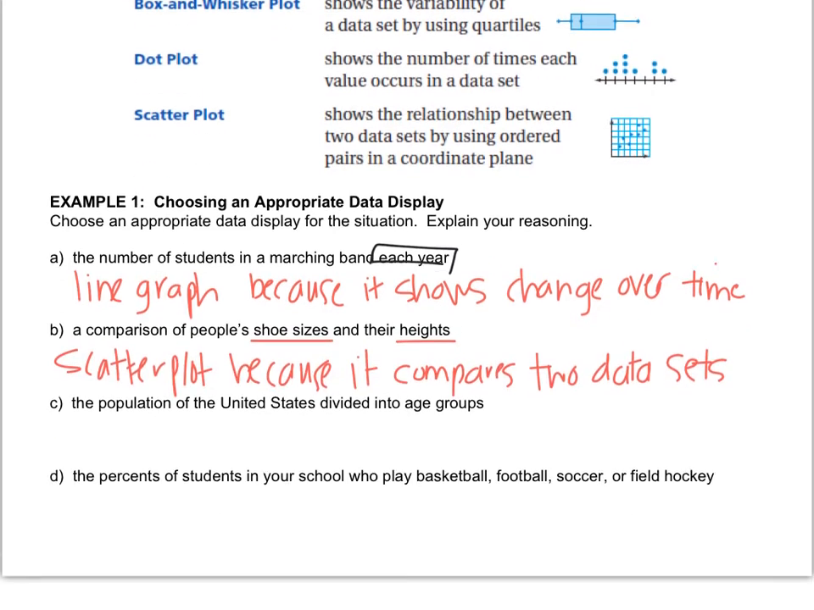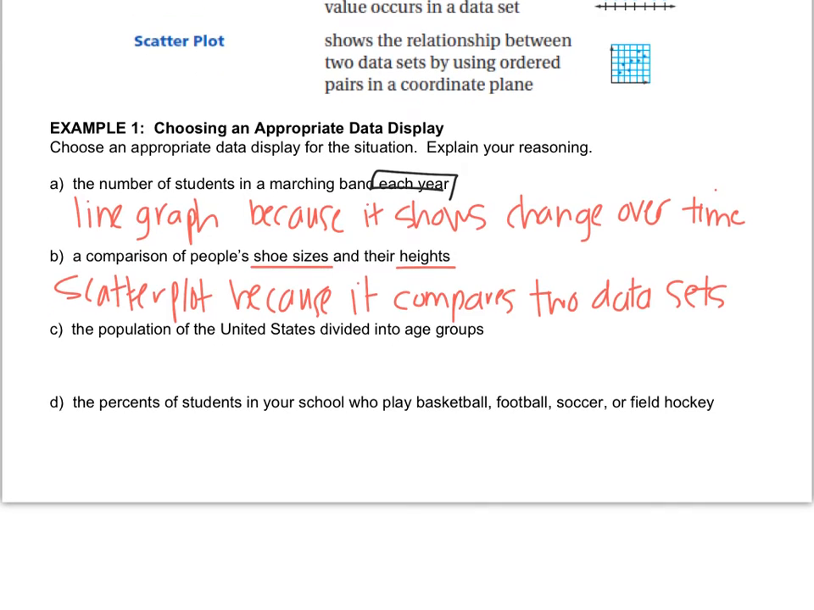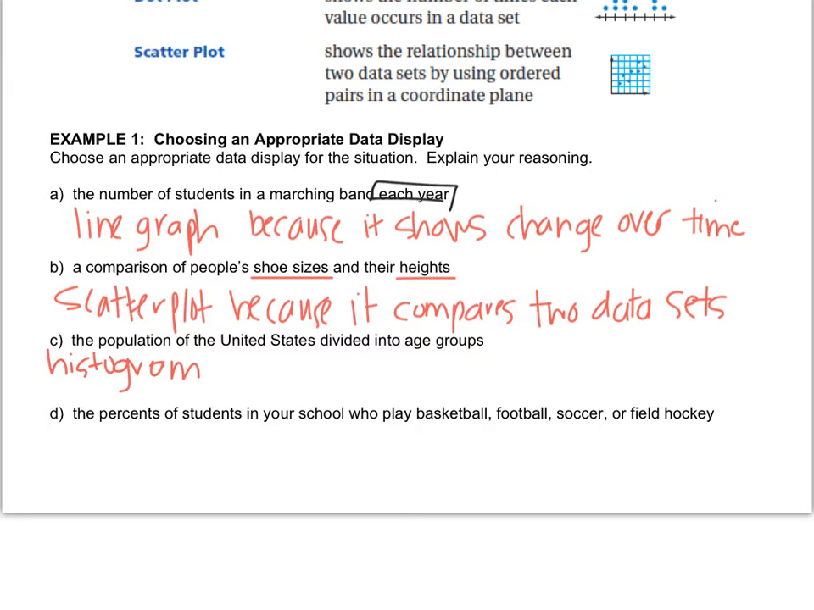Letter C, the population of the United States divided into age groups. This has two possible answers. The first one would be a histogram. And the reason I picked it is age groups. If you look up above, it says that histograms are for data that's in intervals, and an age group is an interval.